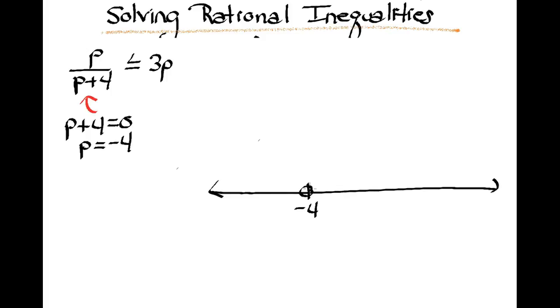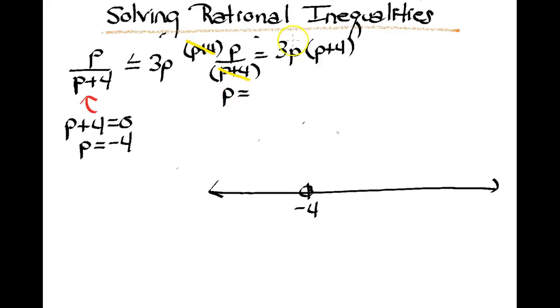The next thing is to change my inequality into an equation and solve this related equation. So I find my LCD and I multiply both sides by the LCD, and on the left-hand side that cancels out my denominator, so I get P equals, I'm going to go ahead and distribute this across both of my terms here, 3P squared plus 12P. Okay, so how do I solve this equation? I move everything to one side and set my equation equal to 0.